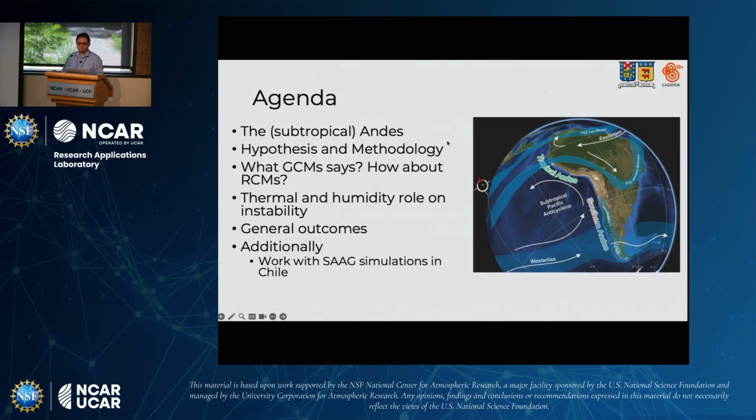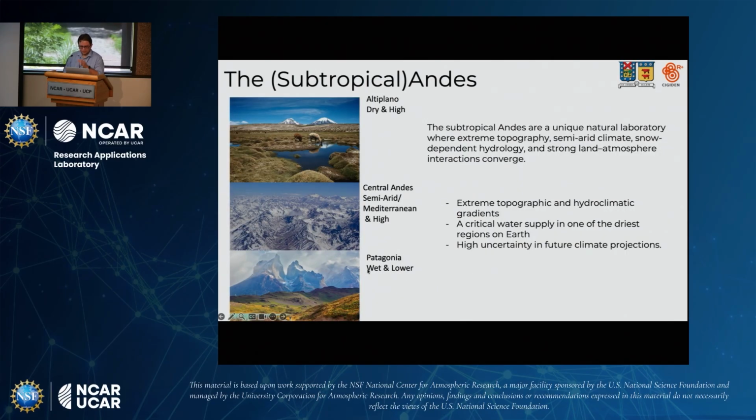I will present the hypotheses and methodology to do this comparison between global and regional climate models: what the global models show, what the regional climate models show, and the role of thermal structure and humidity in the stability of the atmosphere and its role in precipitation. Finally, some general outcomes, and I will present very quickly what we are doing in Chile with the WRF-SAC simulations.